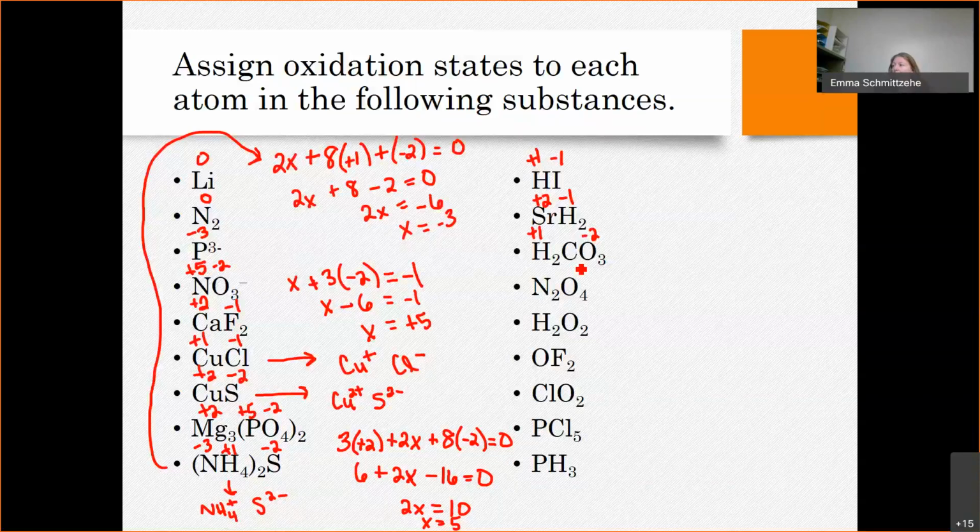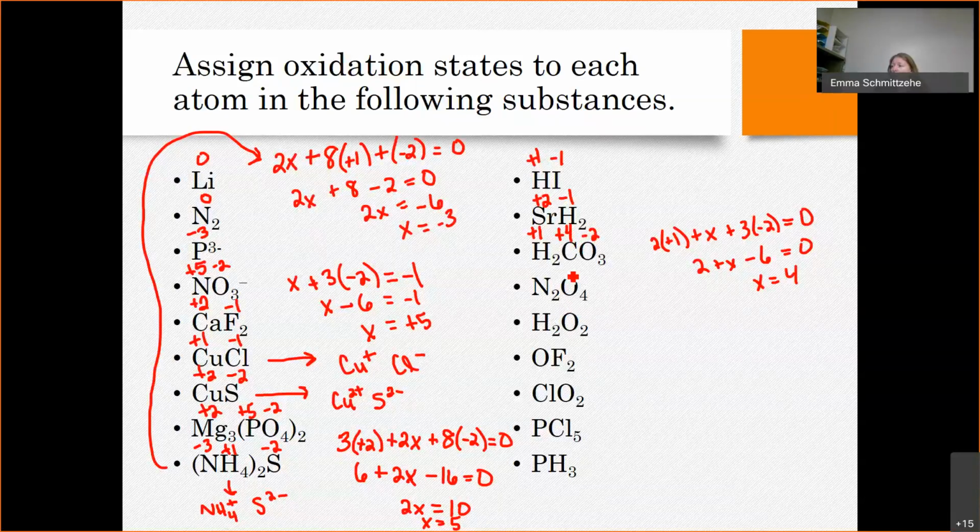And so then again, this one, I could say, well, I have 2 times +1 for the hydrogen, and then I have some X for carbon, and I have 3 times -2 for my oxygen, and that needs to sum to 0. And so I have 2 plus X minus 6 equals 0. So you add the 6 over, subtract the 2, and so you get X equals 4. So my carbon here must be +4.